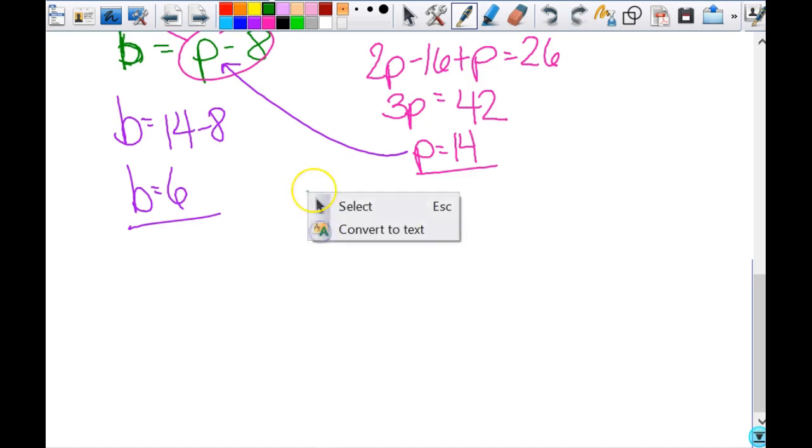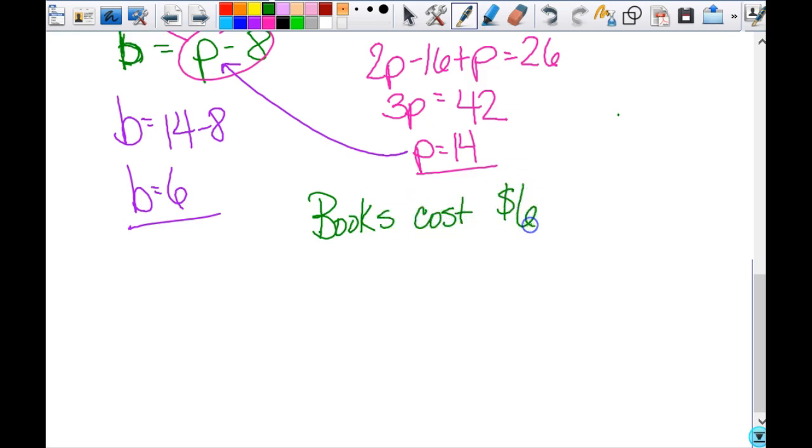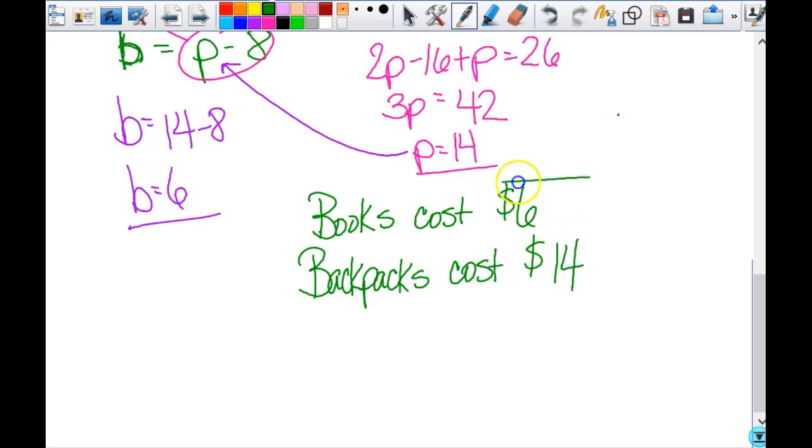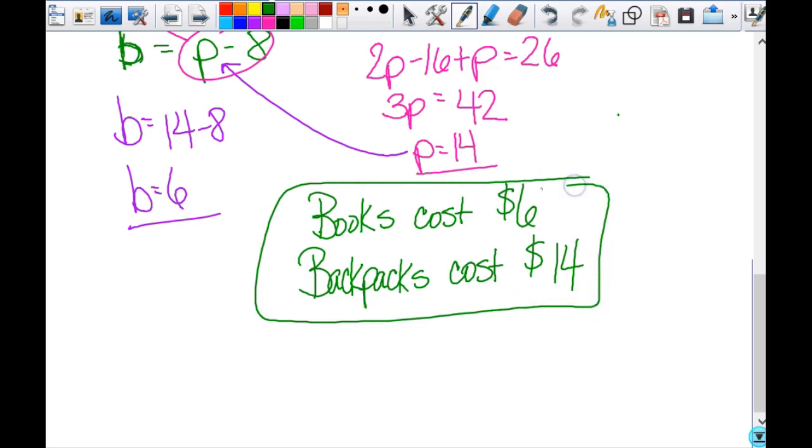So then we have to say books cost $6 and backpacks cost $14. Like, you have to answer the question. Don't just leave it as B equals 6 or whatever it is. Okay? Any questions? You good?